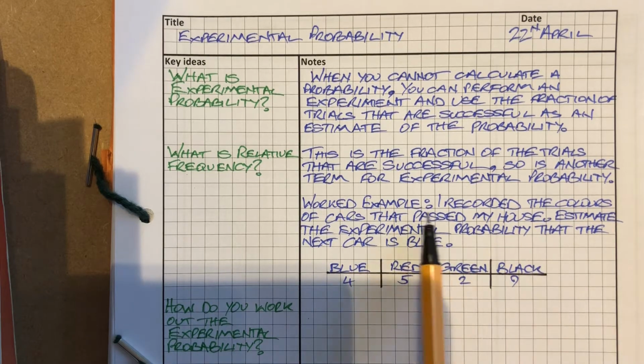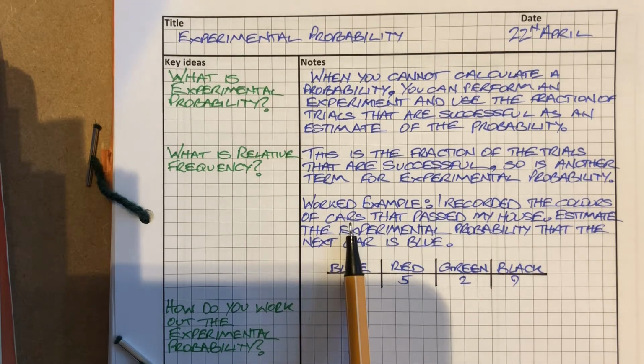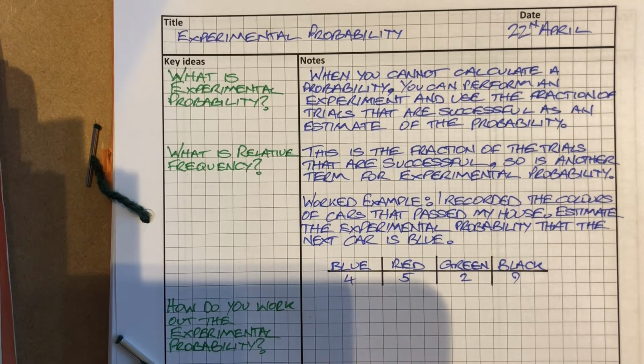So here's the worked example. I counted the cars that went past my house. Yeah, we're all a bit bored at the moment, aren't we? All right, I counted the number of cars. I counted how many different colours there were that came past. There were 4 blue cars, there were 5 red cars, and so on.